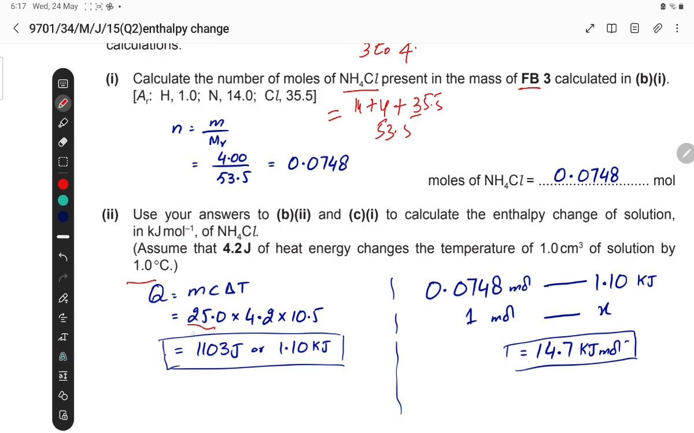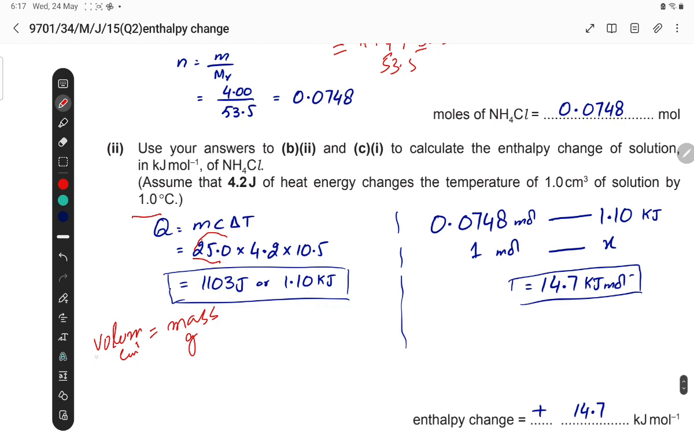We use 25 centimeter cube of distilled water to dissolve ammonium chloride. So always write down the volume is equal to mass in Q is equal to mc delta T. Volume cm cube is equal to gram. If you are using 25 centimeter cube of distilled water, it is 25 gram. So mc delta T is 25 into 4.2 into delta T. 4.2 is the specific heat capacity, C, and delta T is the temperature change.